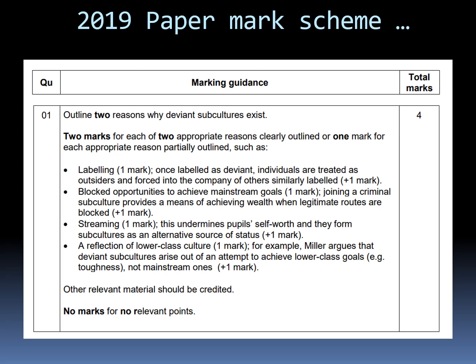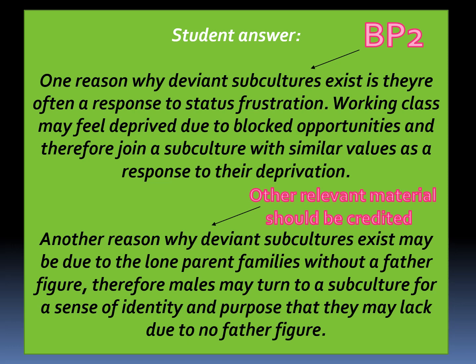As you can see on the mark scheme, there is a range of reasons identified, such as labelling, blocked opportunities. However, they will only earn you 1 mark, and you have to provide an explanation point to be awarded the 2nd mark. And this explanation point is linked to explaining the reason why that particular subculture does exist. So let's check out a student answer that answered this question in 2019 that I've typed up. And the first bullet point is bullet point number 2 on the mark scheme. They identify status frustration, and this means that they are linked to blocked opportunities, and as a result people join a subculture with similar values as a response to this deprivation.